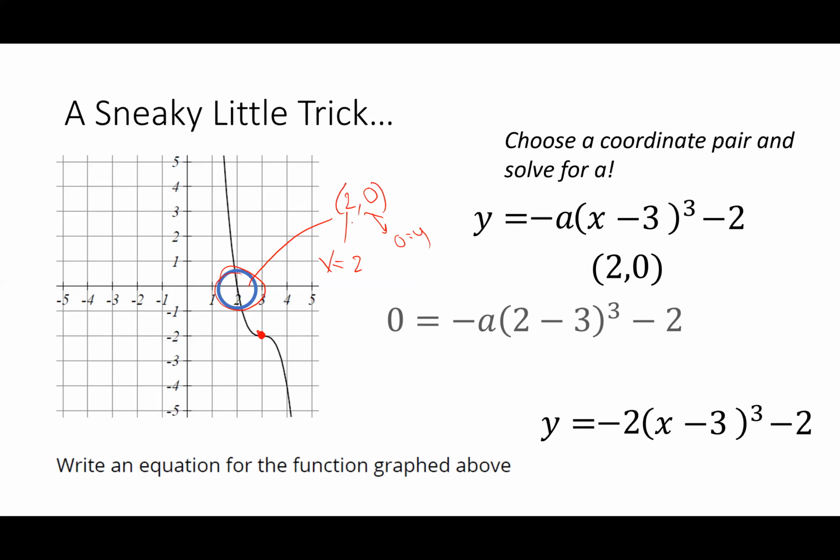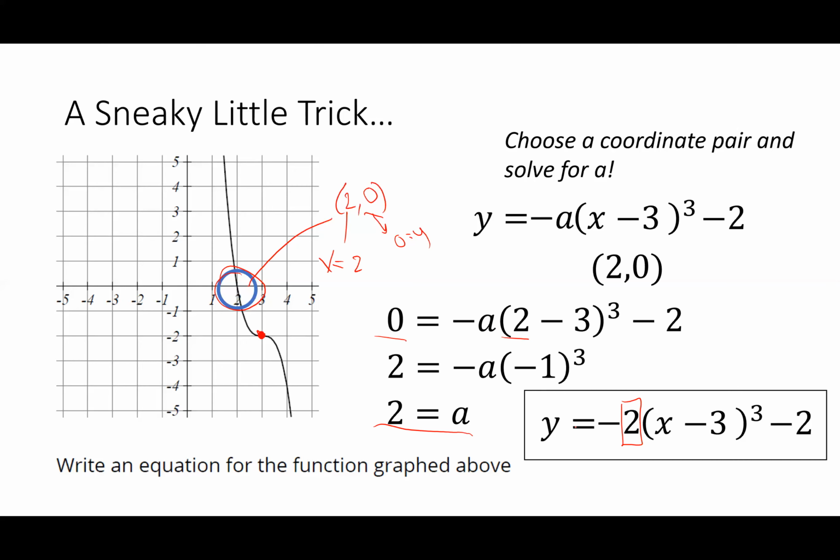So what I'm going to do is plug this 0 in for my y value and plug this 2 in for my x value, and I'm going to solve for a. I'm going to use order of operations, start by subtracting 2 and 3, add the 2 to both sides, and after I solve for a, I end up with 2 is equal to a. So now I know this value here is 2, and this is my final equation.